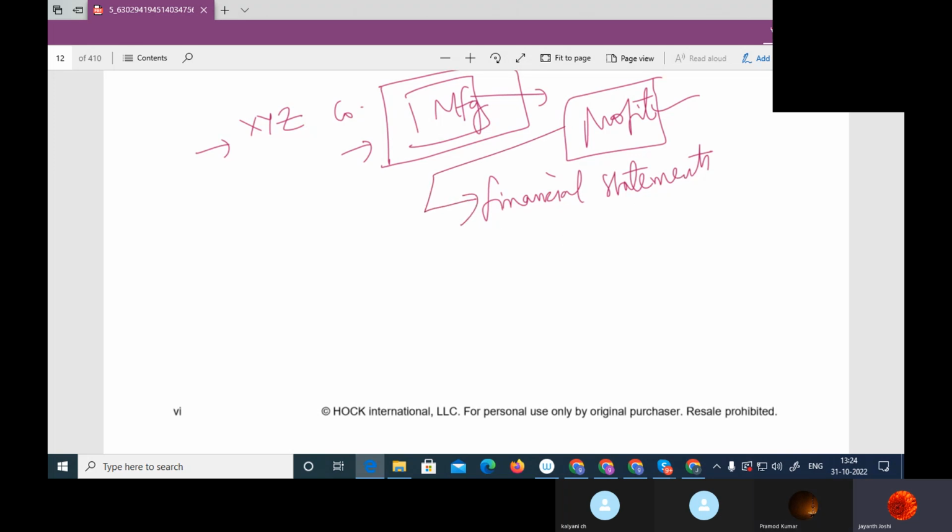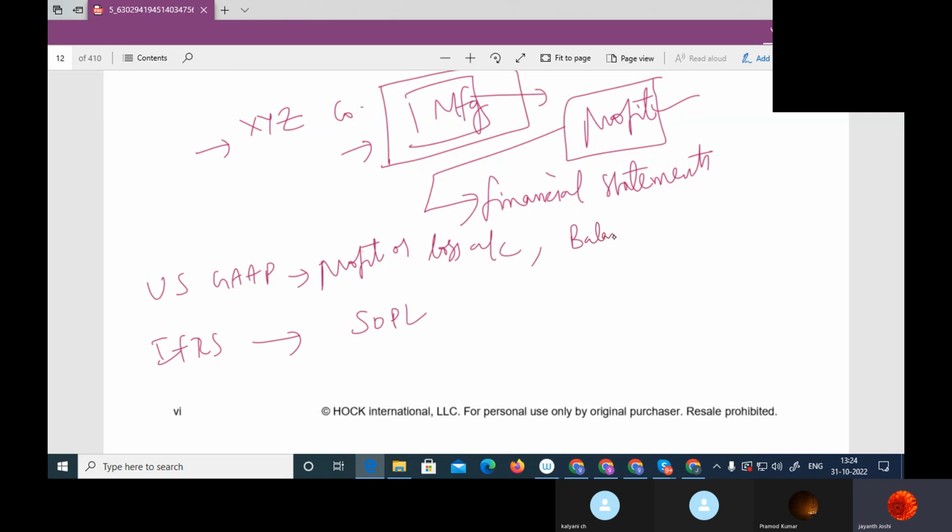Now this financial statement I will divide into some parts. The first statement they make is the profit or loss account. As per US GAAP, this is the terminology they use. As per IFRS, they use the terminology SOPL, that is statement of profit or loss. Okay. Second, they prepare the balance sheet at the end of the year, and in IFRS we use the terminology statement of financial position. Then they make one more statement, that is the statement of changes in equity.